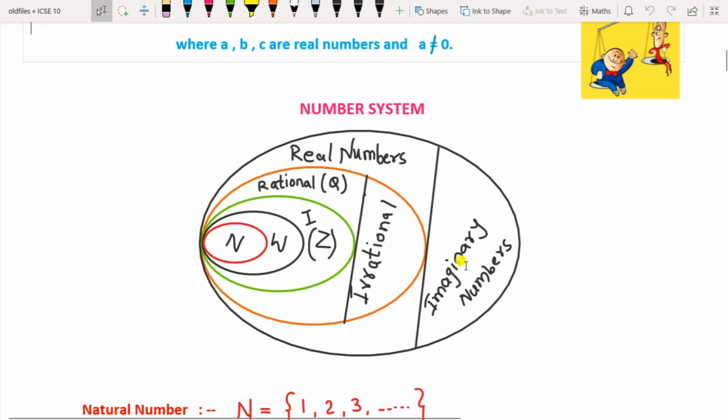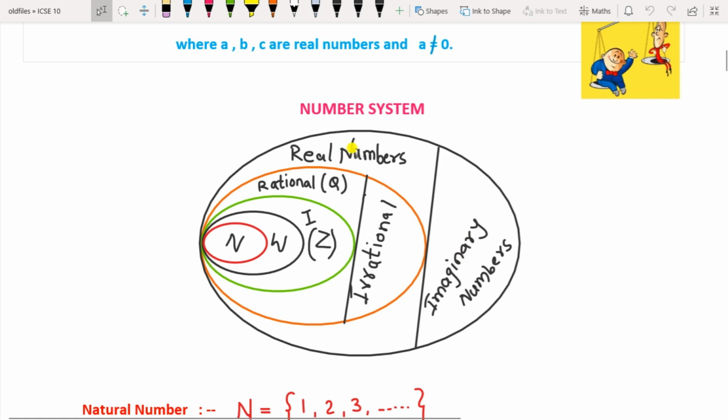This imaginary number is new to you. Just remember that imaginary numbers means the set of the square roots of every negative number. For example, root of minus 2, root of minus 3, root of minus 4 and so on. Okay, so that is all about imaginary numbers, but here we are going to study up to the real numbers.